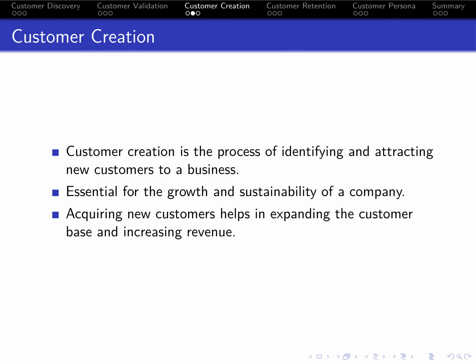Acquiring new customers is crucial for business growth and sustainability. It not only expands the customer base, but also boosts revenue by tapping into new markets and diversifying the customer portfolio. Different industries and target markets require varying customer creation strategies, such as digital marketing or traditional methods like networking events. Continuous effort and innovation are key to staying ahead of the competition and driving business growth. By focusing on attracting new customers, businesses can ensure a steady stream of revenue and lay a strong foundation for long-term success.